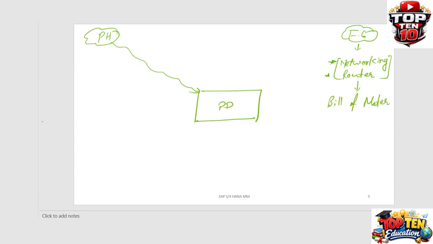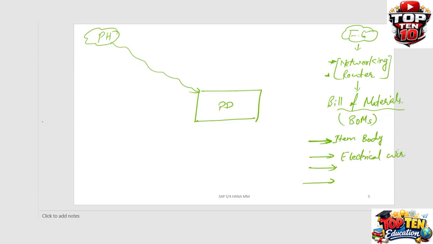Bill of materials, that we call BOM. So the networking router can be manufactured by using a number of items such as item body, electrical wires, connecting wires, then electronic PCBs that we call motherboards, etc.